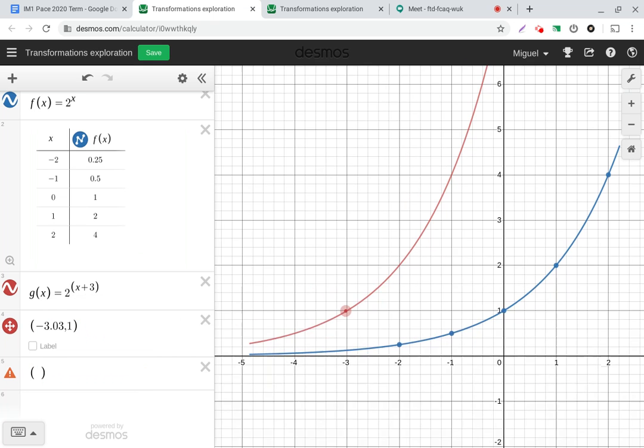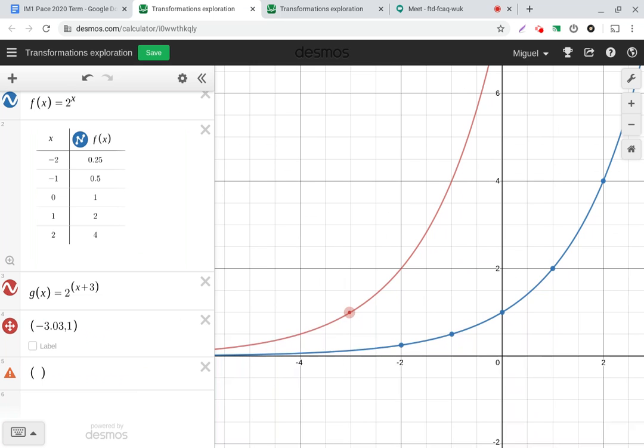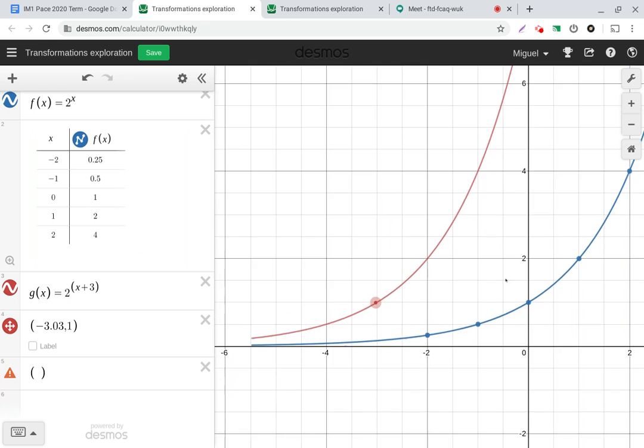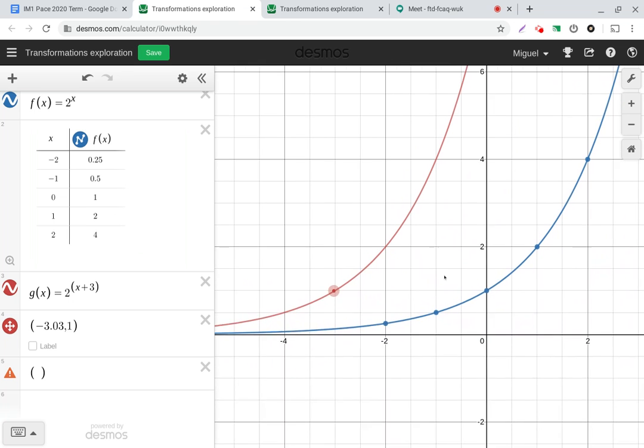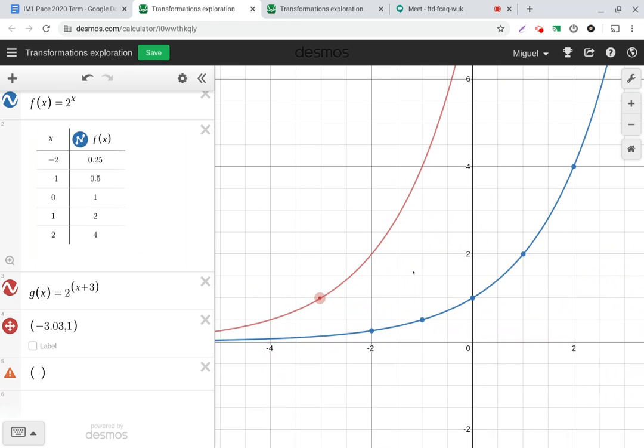Now I hear some people like, oh, this is okay, right? I'm digging it, right? You can see that they're the same function, but it's dragged over 3 to the left. All right, let's try one more. Okay, let's see who else is here.